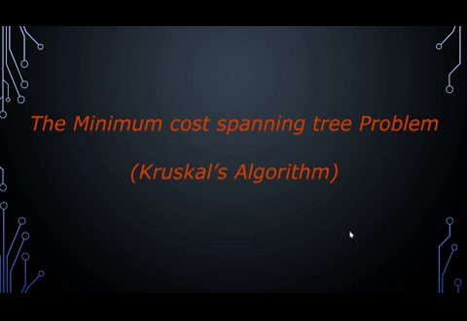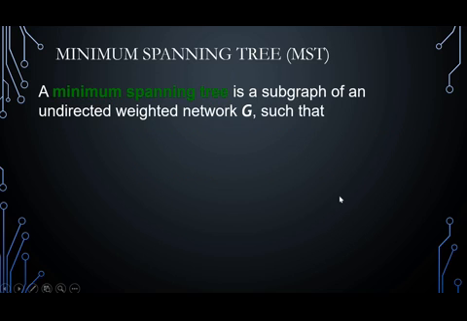In today's session, we will be dealing with another problem called the minimum cost spanning tree problem. To solve this problem, we have two different algorithms. One is Kruskal's algorithm, the other one is Prim's algorithm. In today's session, we will be learning Kruskal's method of solving the minimum cost spanning tree problem. Okay? So first of all, we need to know what is a minimum cost spanning tree or minimal spanning tree.